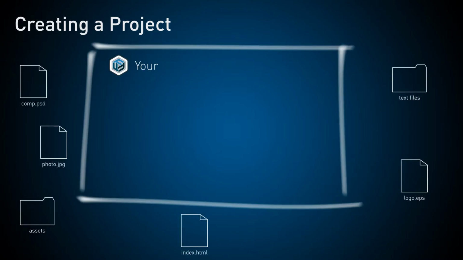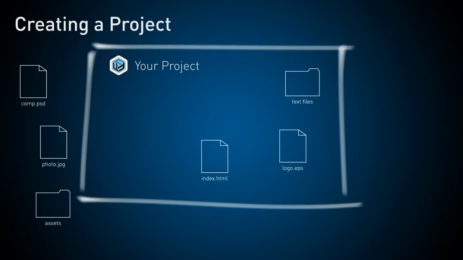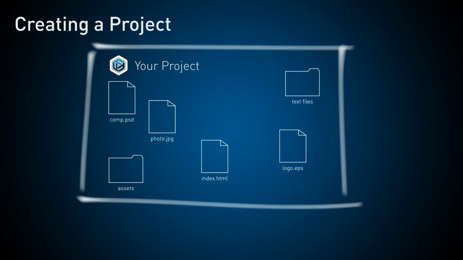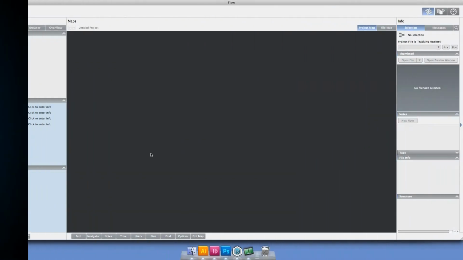In this tutorial video, I'm going to show you how to set up a project with the completely free Flow 2.0 Essential software. What this means is that we can tell Flow what files and folders are considered part of your project. The first thing that I'm going to do is create a new project and give it a name.